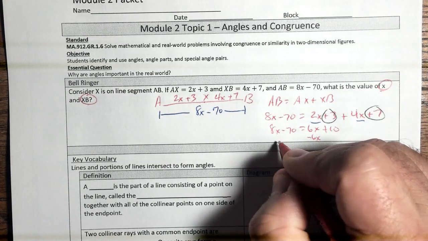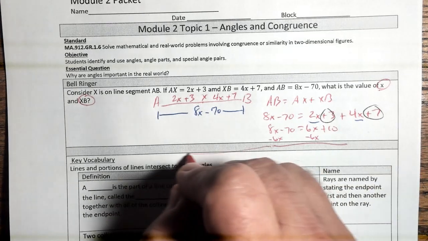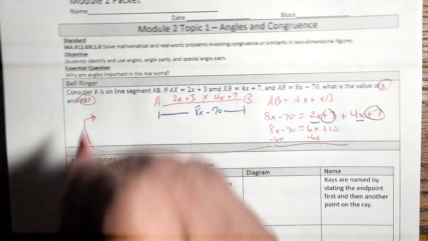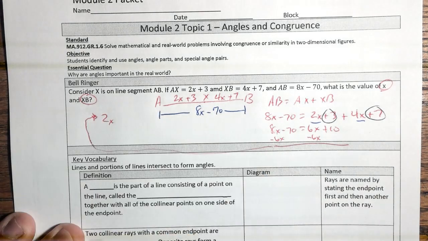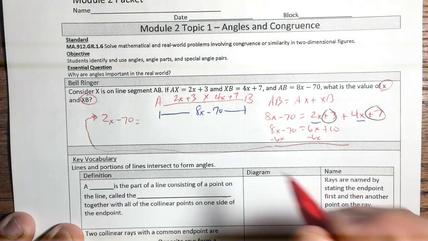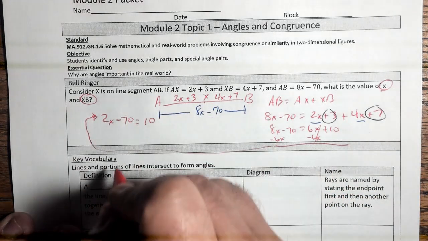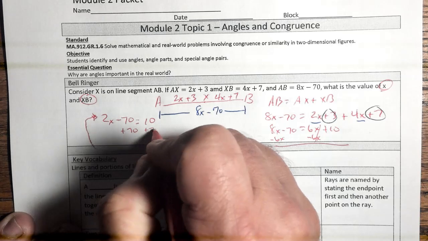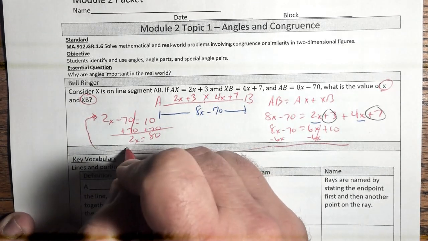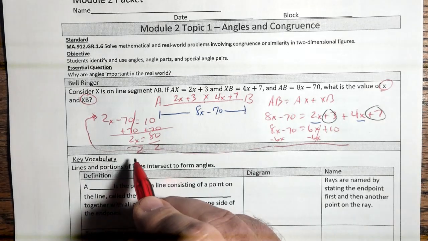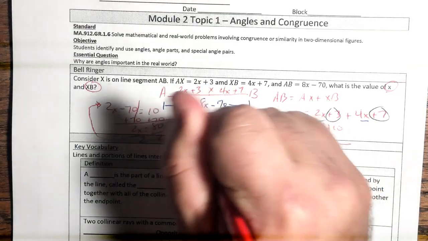Let's subtract the 6x from both sides. I'm going to scoot this over here. So 8x minus 6x is 2x minus 70 equals, the 6x is crossed out, and we got 10 on the other side. We're going to add the 70 to both sides. 70 plus 10 is 80. 2x equals 80. Divide both sides by 2. X is equal to 40.